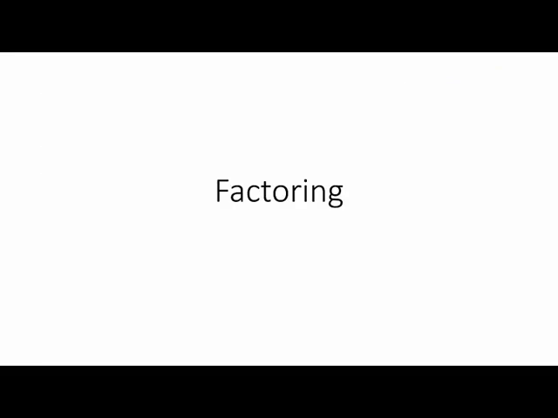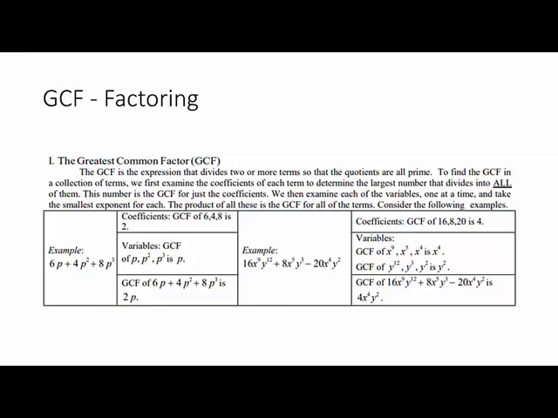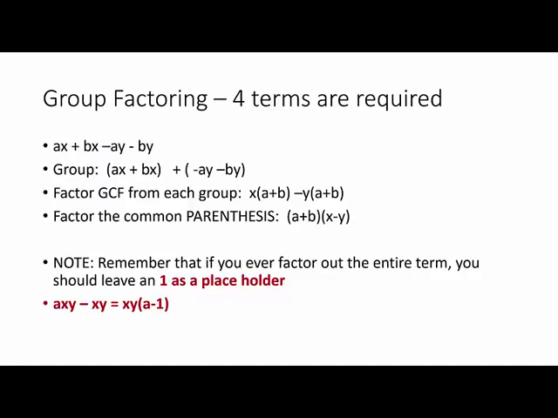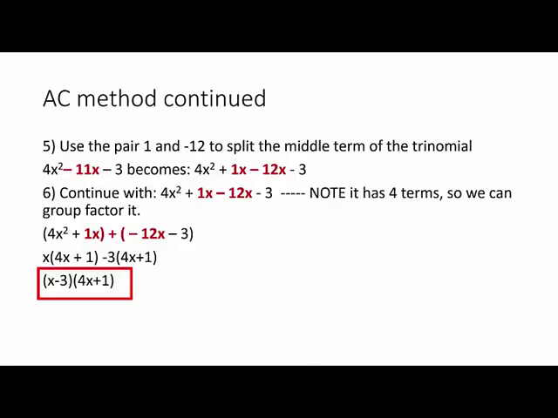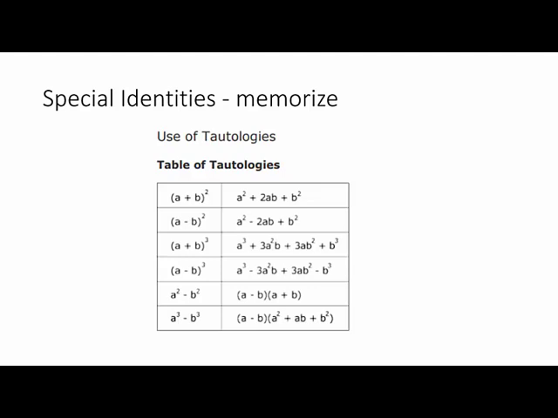For factoring, I'm not going to go through every step. I have different examples and step-by-step instructions on how to solve different problems here using all the methods. The special identities are important. I want you to memorize them, especially the first one, the second one, and the fifth one for this exam. But as we move on with the class, we need to make sure that we memorize each one of those because you should be able to use them.